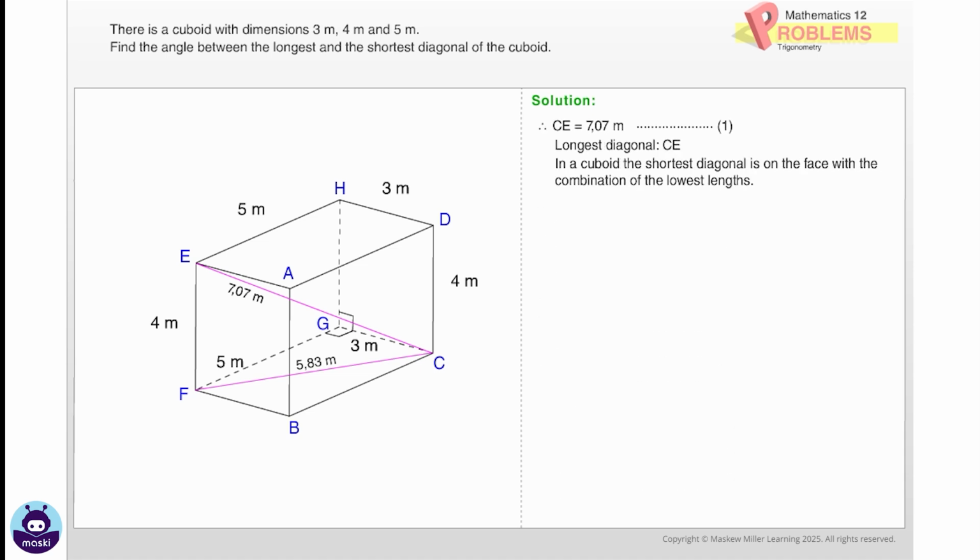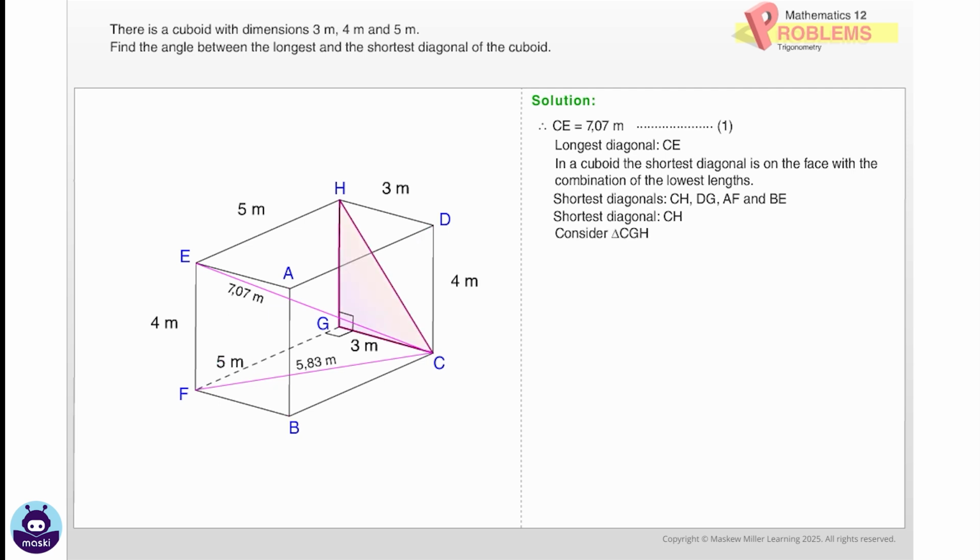In a cuboid, the shortest diagonal is on the face with the combination of the lowest lengths. As the sides with lengths 3 meters and 4 meters are the shortest, the diagonals on the faces with dimensions 3 and 4 are the shortest. Of these, we choose the shortest diagonal CH that shares a point C with the longest diagonal CE.